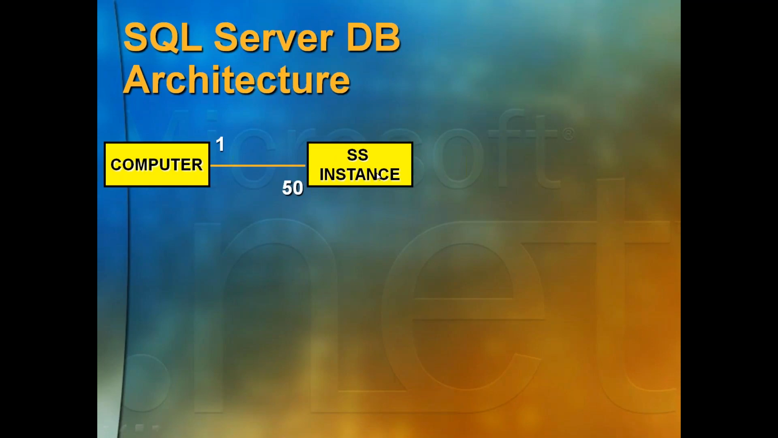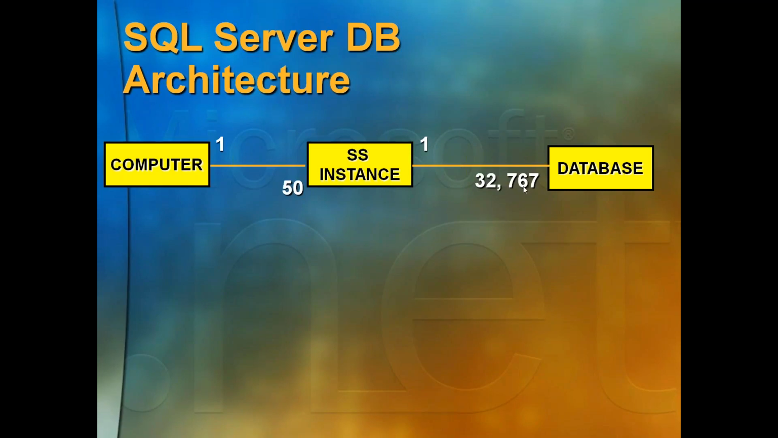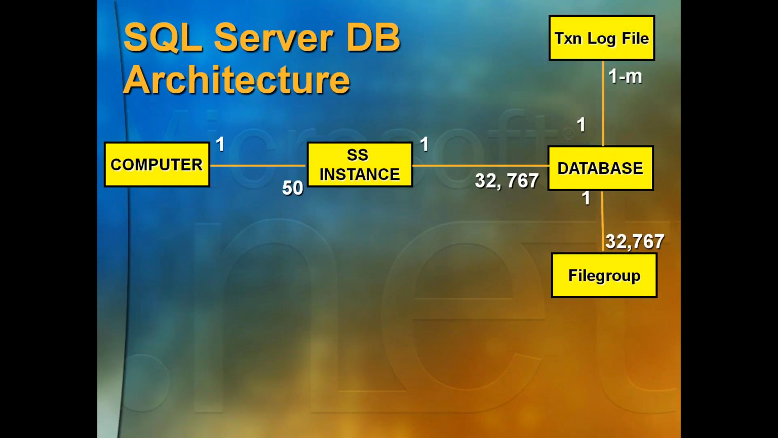Now, in a single setup, we can create 32,767 databases, right? So what is a database? A database is a collection of file groups and a collection of transaction log files. One instance can have these many databases, one database can have these many file groups maximum, and one database can also have one or more transaction log files.